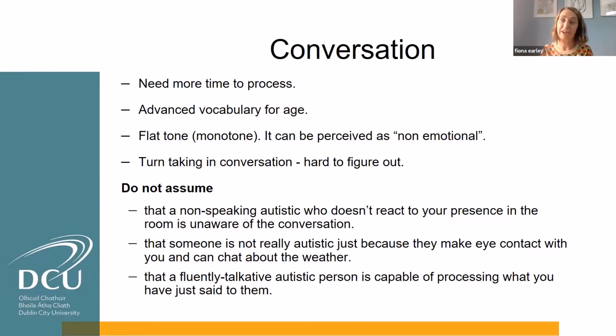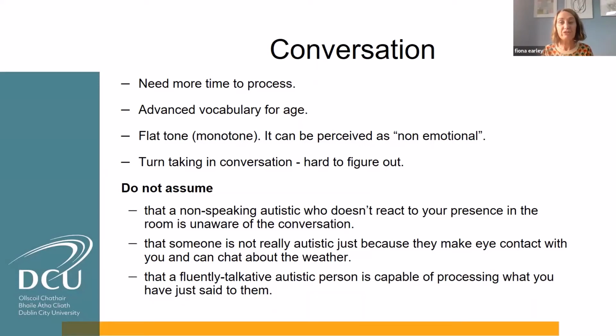Turn-taking in conversation can be hard to figure out. So they might jump in and again, they feel bad afterwards. So it's all kind of things that other people might have a gut feeling what to do. It may not be as profound in an autistic person, that gut feeling in social situations.